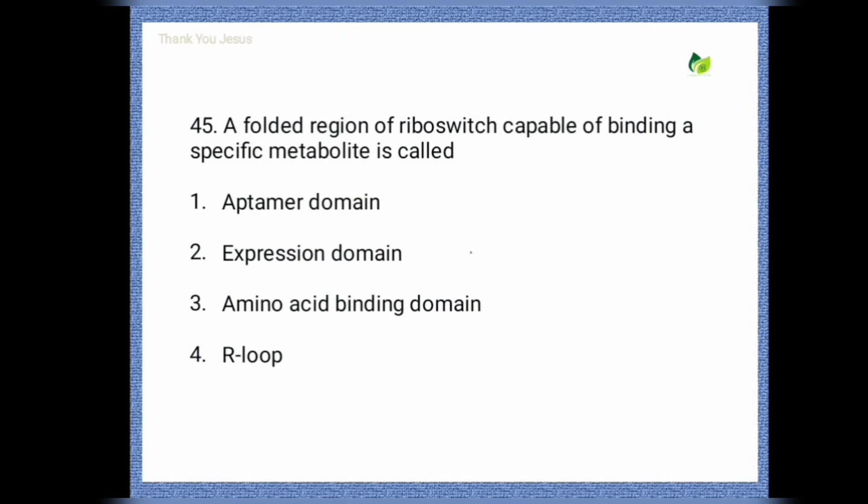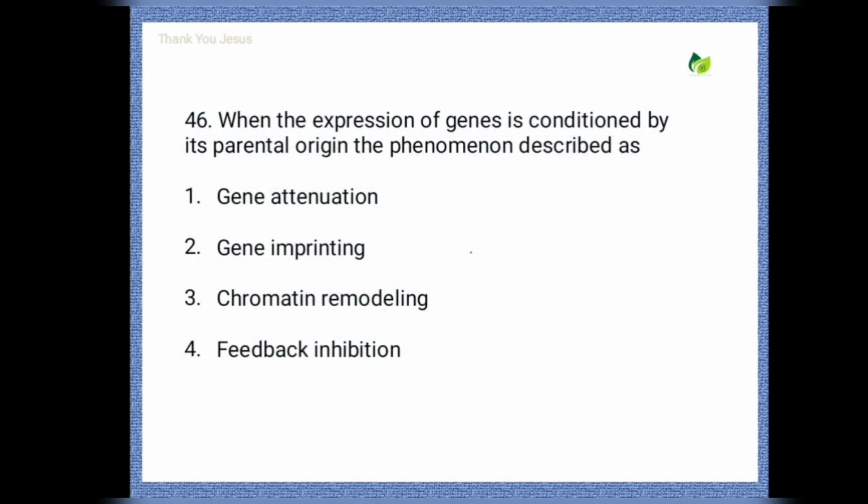Next question. A folded region of riboswitch capable of binding a specific metabolite is called as, options are aptamer domain, expression domain, amino acid binding domain, or loop. Correct answer is aptamer domain. Next question. When the expression of genes is controlled by its parental origin, the phenomenon is described as, options are gene attenuation, gene imprinting, chromatin remodeling, feedback inhibition. The correct option is gene imprinting.